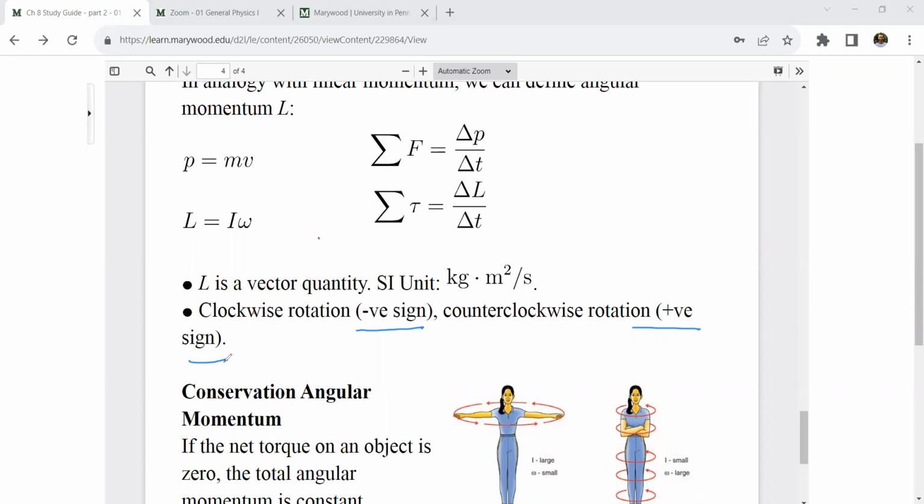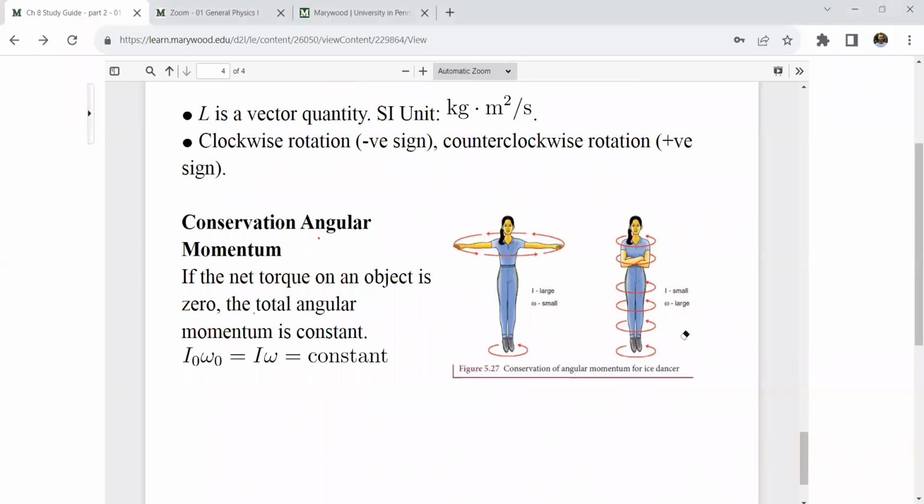The last thing is the conservation of angular momentum. In the last chapter, you learned about the conservation of linear momentum. Similar to that, we have conservation of angular momentum. It says that if the net torque on an object is 0, the total angular momentum of a system is constant. It does not change. We write something like this: L1 equal to L2, so I1 omega 1 equal to I2 omega 2, and it is constant.